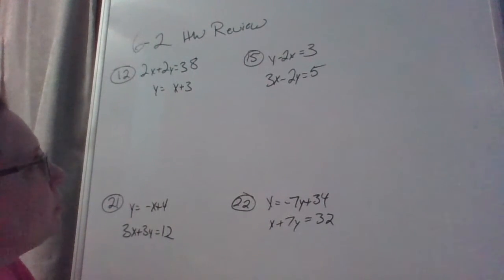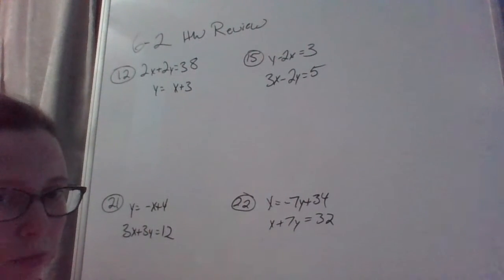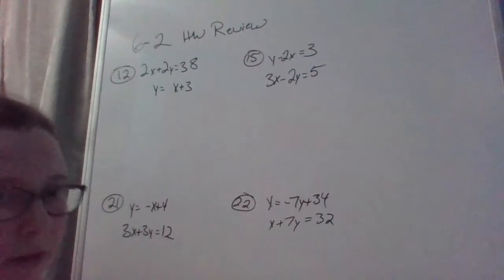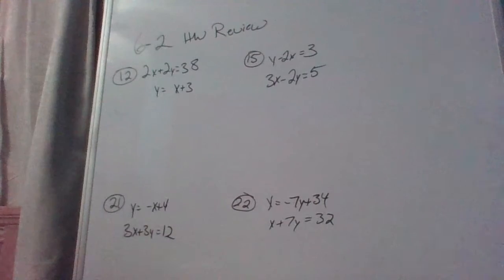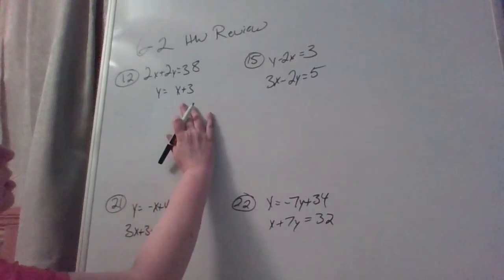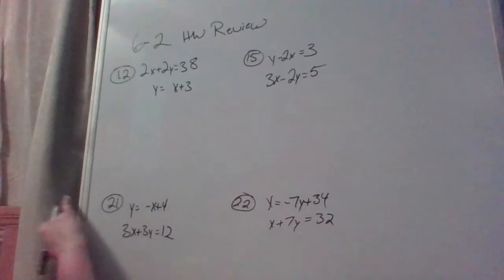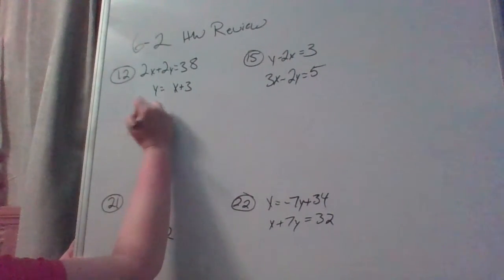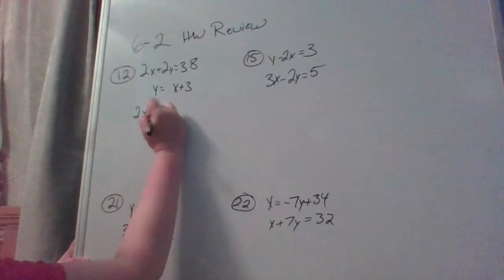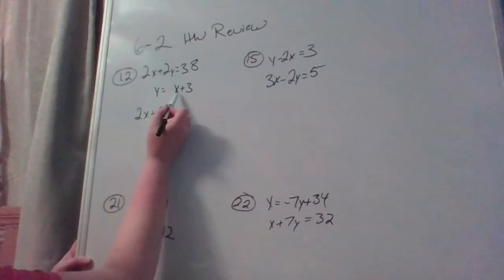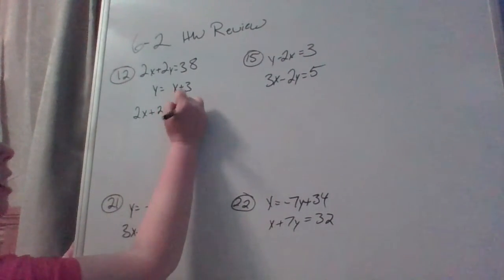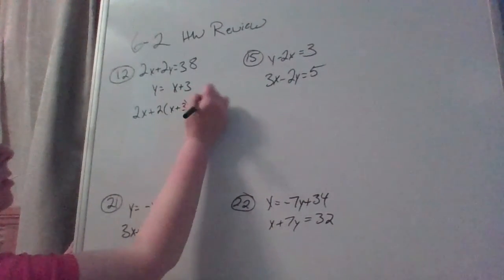With number 12 and number 15, we're given a system of equations, so 2 equations where we are going to solve. We're going to find a solution that works for both equations. In number 12, we already have the second equation being solved for y. So we can go ahead and plug in what we know that y equals, which is x plus 3, in for y in our other equation.